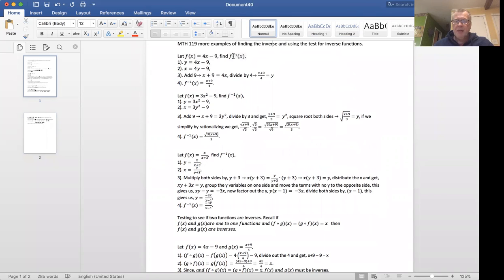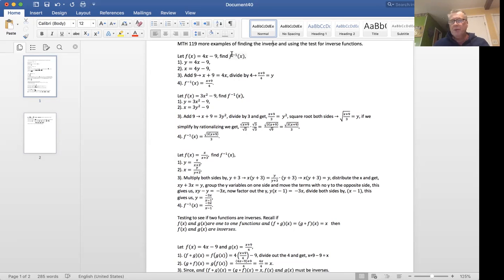Remember this f minus 1 power, that's the symbol for inverse functions. Okay, it's not 1 over f of x, or it's not an exponent. It's telling you it's an inverse. It's the opposite of 4x minus 9. It takes you back to the domain that we started with.